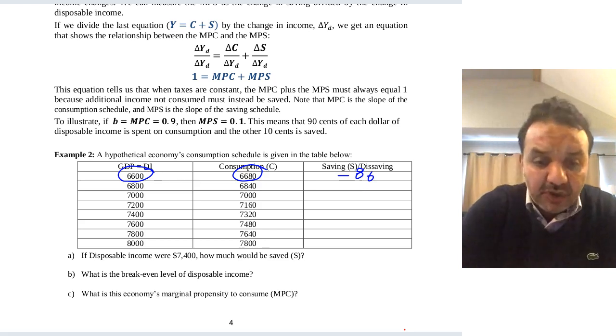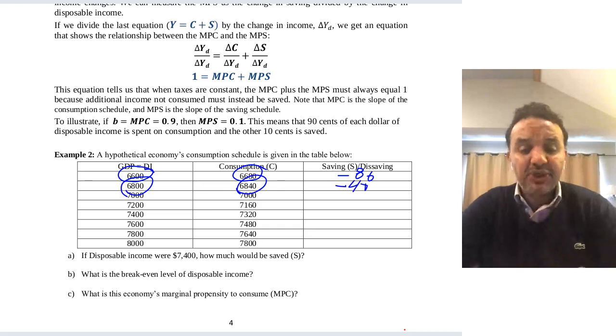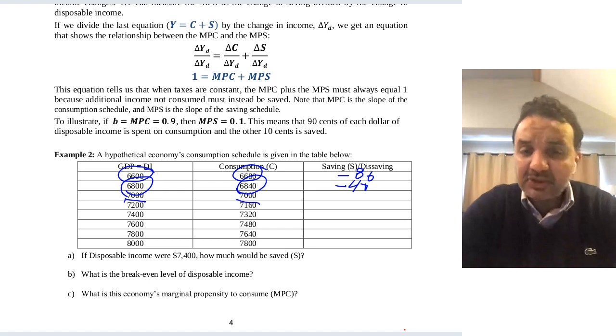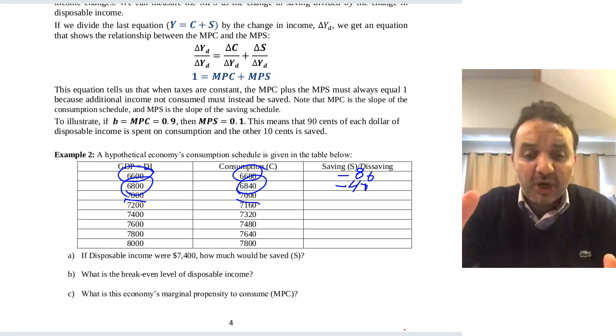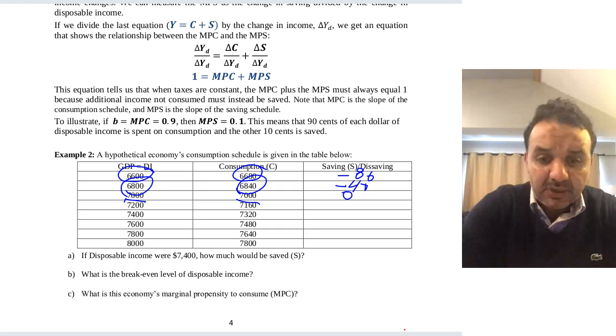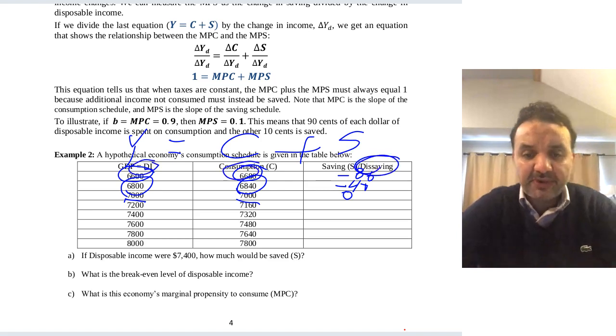Okay, what if your income is 6,800, but your consumption is 6,840? So your saving is minus 40. So you have a shortage of 40. What if your income is 7,000 and you are spending 7,000? This means you are spending whatever you get from your income, so you don't have savings. So saving equals 0. Okay, so this is the formula you have: Y equals C plus S. This is saving, this is consumption, this is your income.